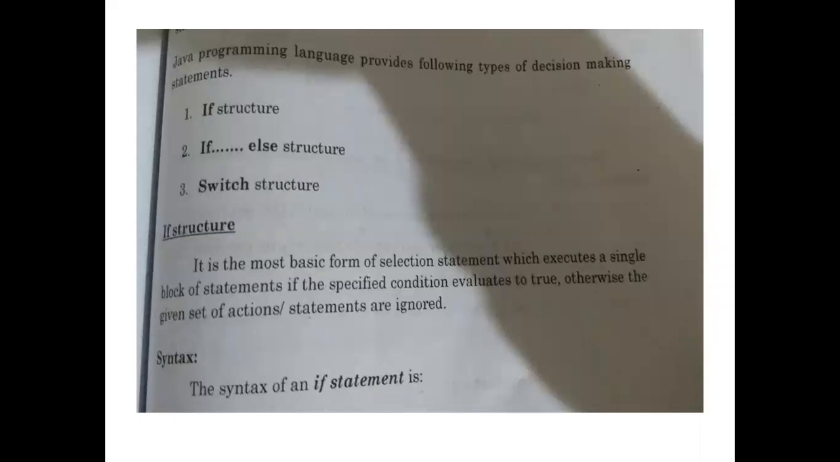So the Java programming language provides the following decision-making statements. The first one is the if structure, another is the if-else structure, the next is the switch structure. First one is your if structure. It is the most basic form of selection statement, which executes a single block of statements if the specified condition evaluates to true. Otherwise, the given set of actions or statements are ignored.